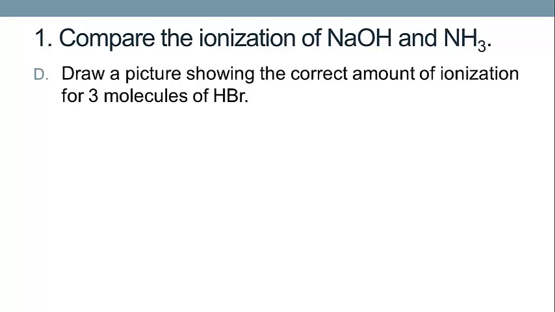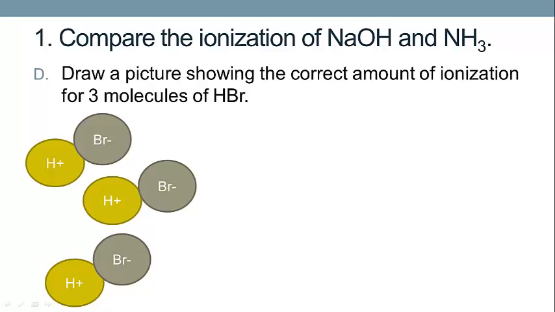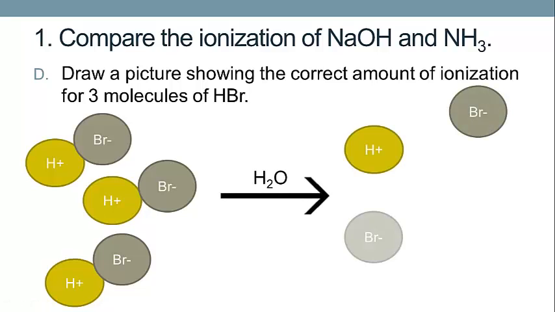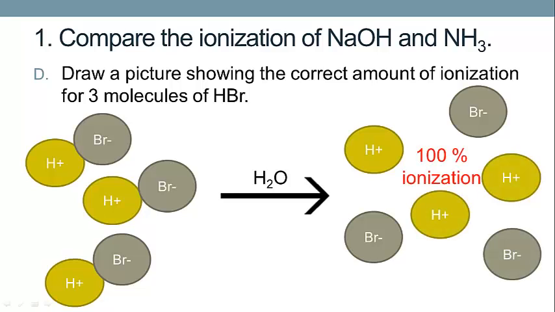Draw a picture showing the correct amount of ionization for 3 molecules of HBr. So HBr is a strong acid, which means that if I start with 3 HBr molecules, they're all going to break apart, and I'm going to get 3 H pluses and 3 Br minuses. So I see 100% ionization.